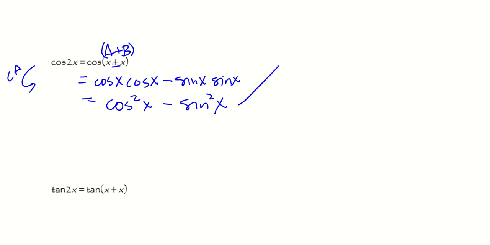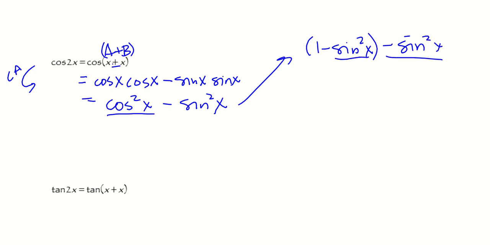Now, if we take this and we replace our cosine squared with its Pythagorean identity, cosine squared is the same thing as 1 minus sine squared. And then we subtract sine squared from that. These are like terms, so we can combine them and we get 1 minus 2 sine squared x, which is the second identity for the cosine of 2x.